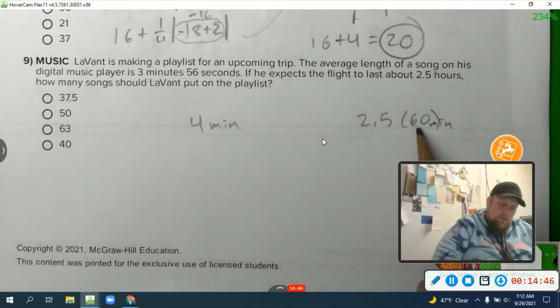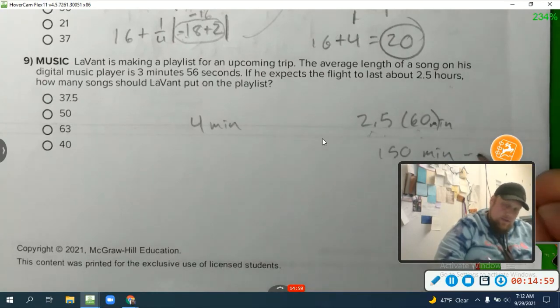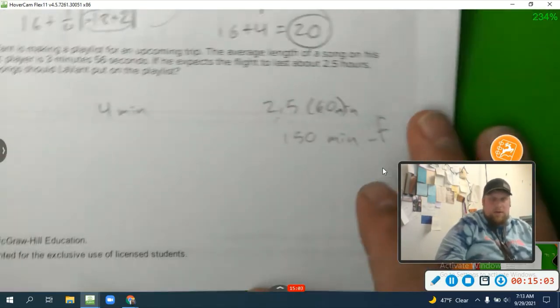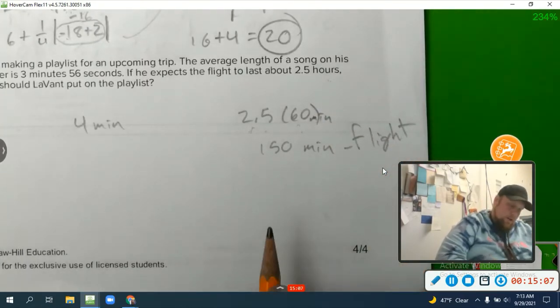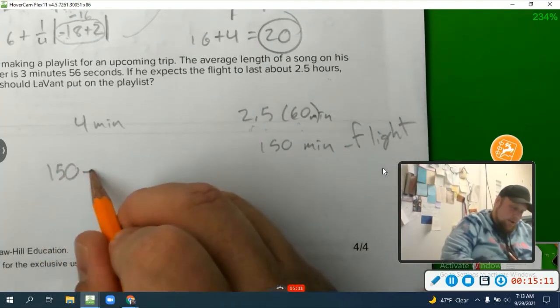And what's 2.5 times 60? Well, let's see, 2 times 60. Let's use our distribution, right? 2 times 60 is 120. Half of 60 is 30, so add them together, I get 150 minutes is the flight time. Okay? This is flight. Move this to the side so y'all can see. So let's take 150 minutes and divide it by 4.